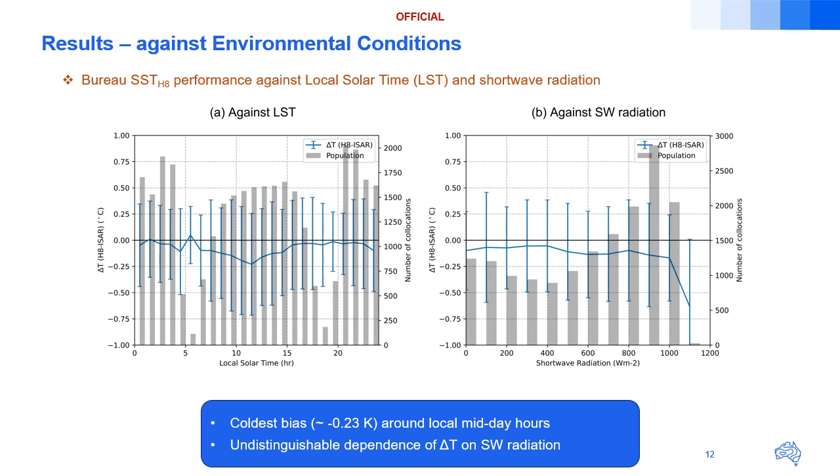the shortwave radiation, which is the largest during the local noon time, and we got this right plot here. I mean, it's hard to tell if there is any distinguishable dependence or if there's any pattern or trend in the blue line here. We do observe a declining trend when the shortwave radiation is larger than 1000, but with only a few measurements, it's hard to draw any conclusions here.